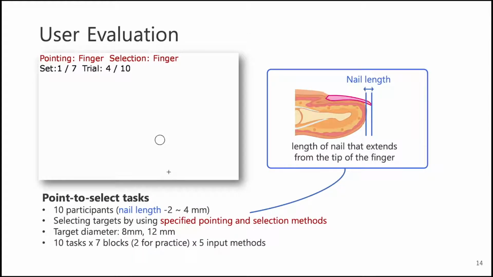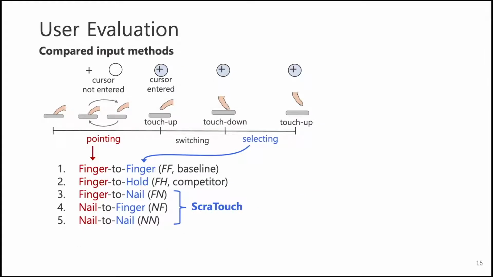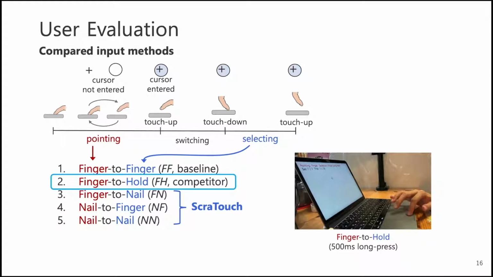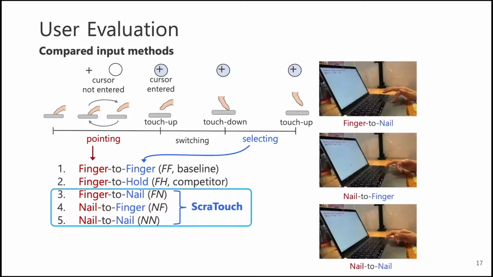To evaluate the usability and performance of ScraTouch, we conducted a user evaluation involving a point-to-select task. We compared 5 types of input with different conditions for pointing and target selection methods. We selected the finger-to-finger as the baseline, and we regarded the finger-to-hold as a competitor of command invocation or mode switching. We intend ScraTouch to be used for pointing and selection. For this reason, we experimented with different combinations of nail and finger touch inputs, including the switching behavior between finger touch and nail touch.